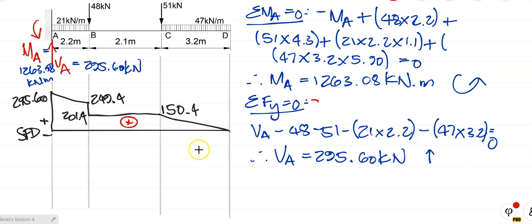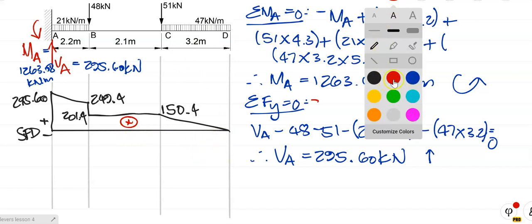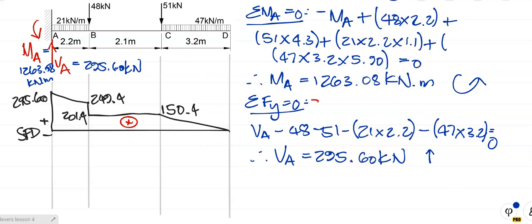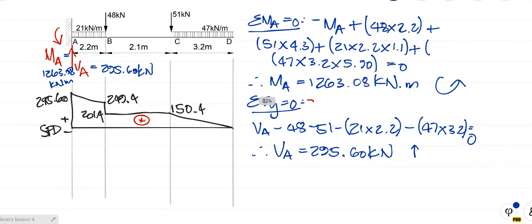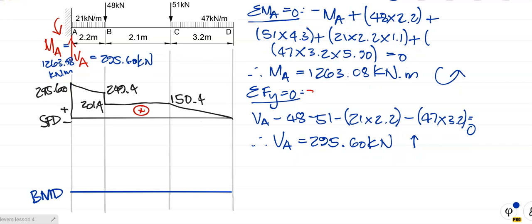Right, next part, we're going to draw the bending moment diagram. Right, so let's put that on over there like so. Maybe I'll make it blue. Alright, people, I just moved the sketch up a bit and made the drawing slightly smaller. There's the zero line for my bending moment diagram.